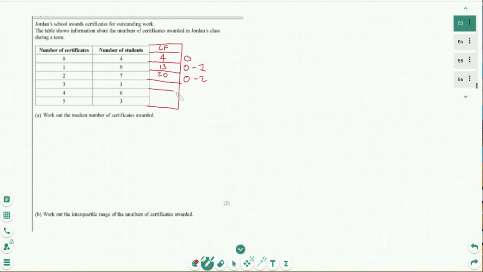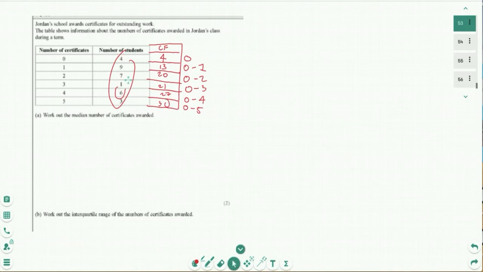All right. The third is from 0 to 3 certificates. So 21. 0 to 4, which is going to be, add this one, 27. And then 0 to 5 certificates, which is basically everyone, which is all of it, which adds to 30. All right.